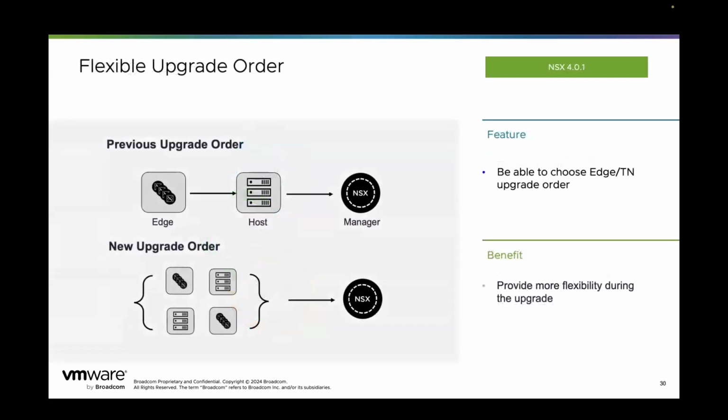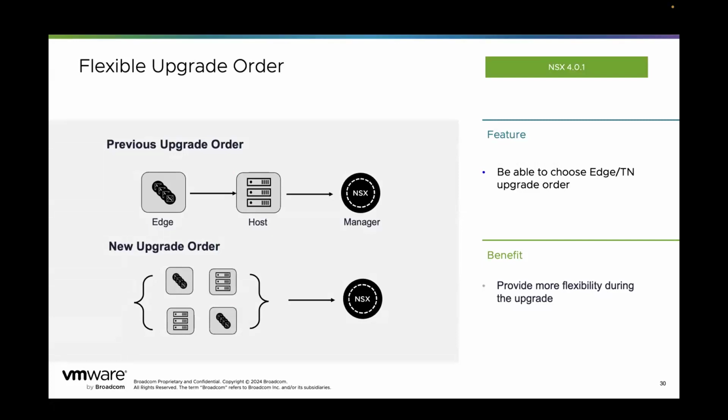Another enhancement is that in our first models, we were upgrading all the edges in your NSX environment, then all your hosts, and then the managers. And you can have a network where you have different zones, different availability zones, or just different areas in your network where you have, let's say, the production network, which is a set of hosts and a set of edges, and the QE network, which is a set of hosts and a set of edges.